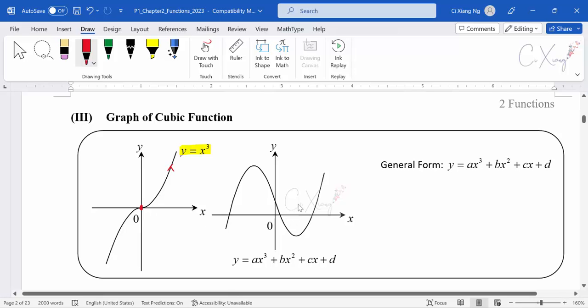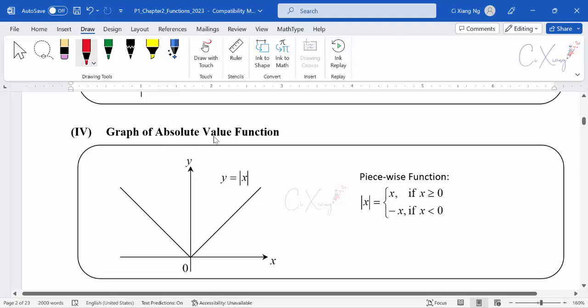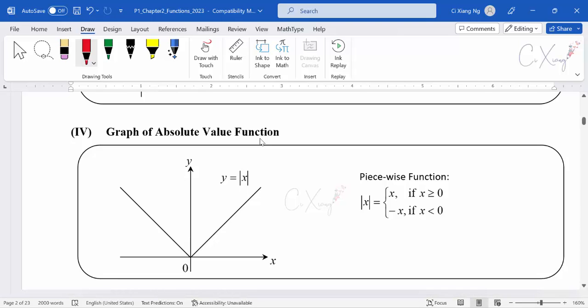Right, then proceeding further, for type number 4, we have the graph of the absolute value function, or we call it the modulus function. For the modulus function, in detail, we will cover the equation and everything in the A2 syllabus later. But for now, let us just observe the shape of a modulus function graph. For any modulus function graph, basically it will be a V shape. When you have y equals modulus x, the graph will be a V shape.